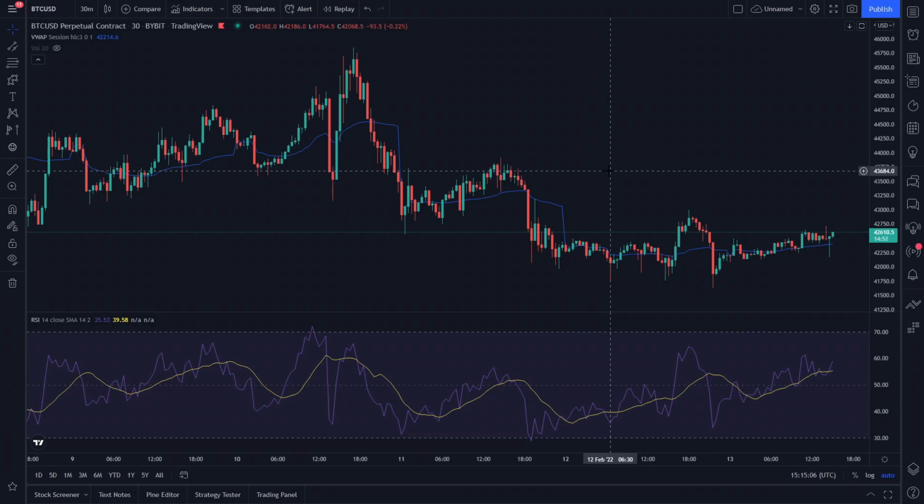Today you will learn how to use the RSI indicator in two different ways. First of all, we have to know what RSI stands for. So RSI stands for Relative Strength Index. It measures the magnitude of the recent price action.